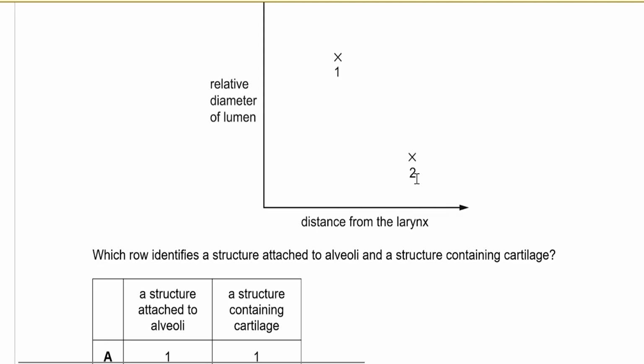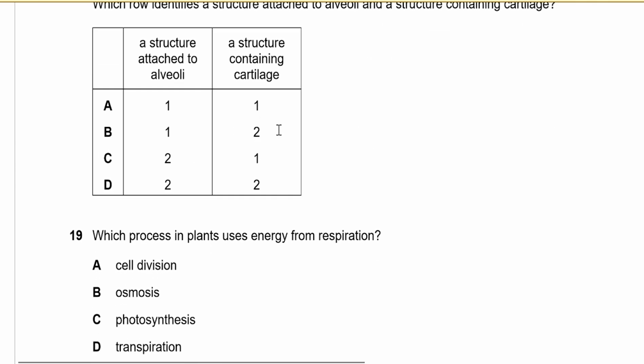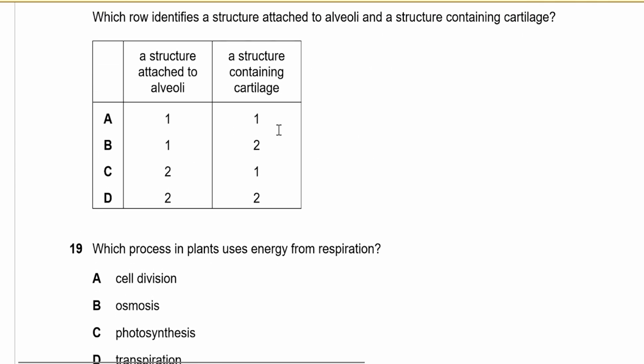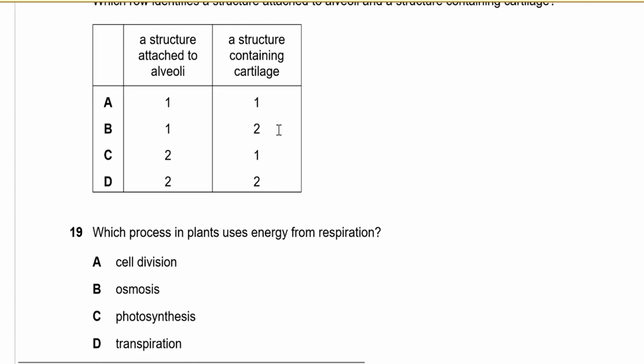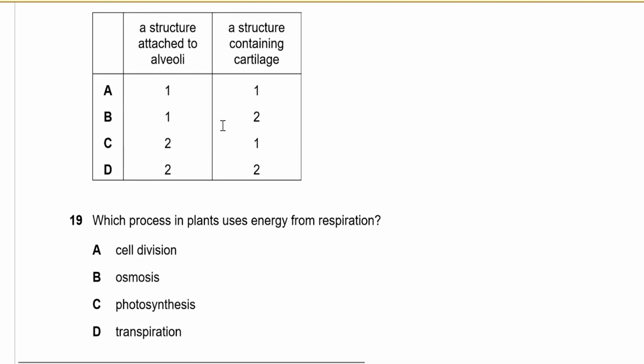But the alveolus is a bit distant from what? From where the larynx is, and of course it doesn't have cartilage. So of course the structure attached to the alveolus will be 2, and the structure containing cartilage will be what? Will be 1.